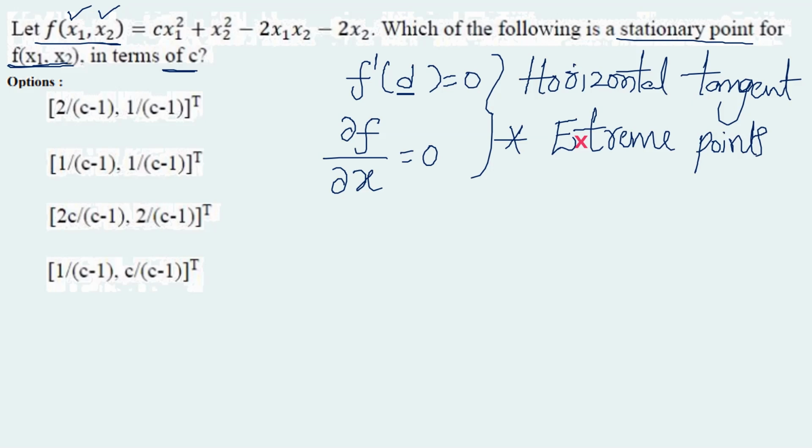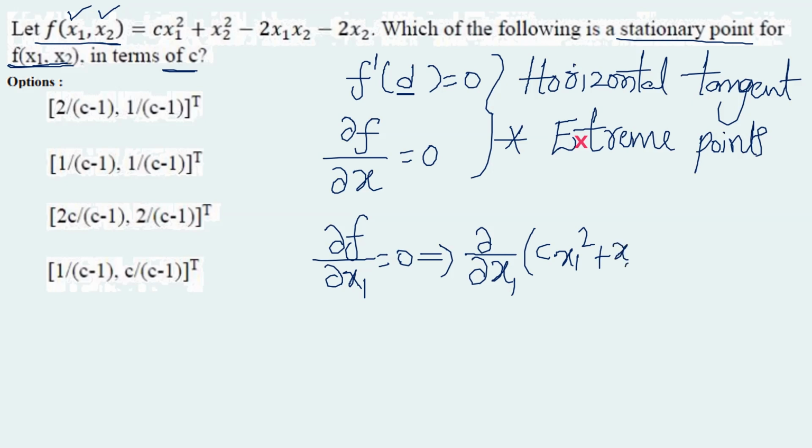Now let's find stationary points for the given function. As the function is multivariable, we need to equate the partial derivatives with respect to each independent variable to 0. That is, dou f by dou x1 equals 0, which yields the derivative of function f, which is c x1 square plus x2 square minus 2 x1 x2 minus 2 x2, with respect to x1. That yields the derivative of x1 square, which is 2c x1, plus the derivative of x2 square.